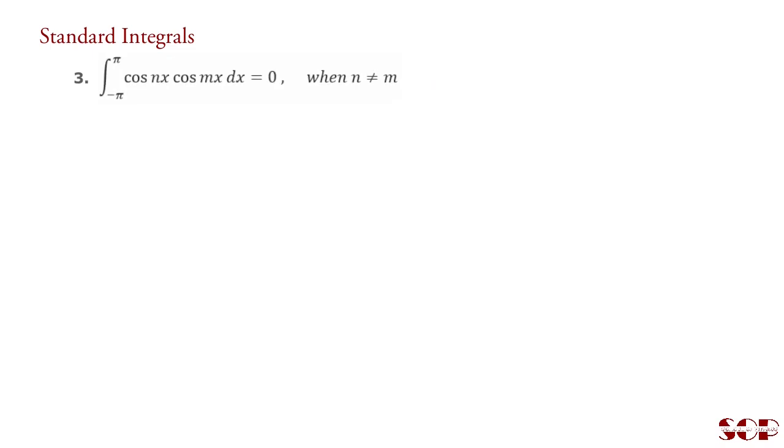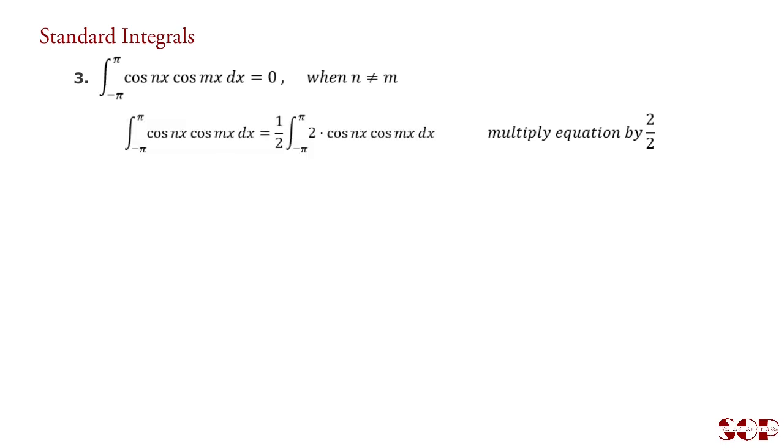Now, integral 3: the integration from minus pi to pi of cos nx cos mx dx equals 0 when n is not equal to m. Here we multiply the expression by 2 upon 2. Therefore, the integral is equal to 1 half integral from minus pi to pi of 2 into cos nx cos mx dx. Now, we apply the trigonometric formula 2 cos a cos b equals cos of a plus b plus cos of a minus b. In our expression, take a equal to nx and b equal to mx.